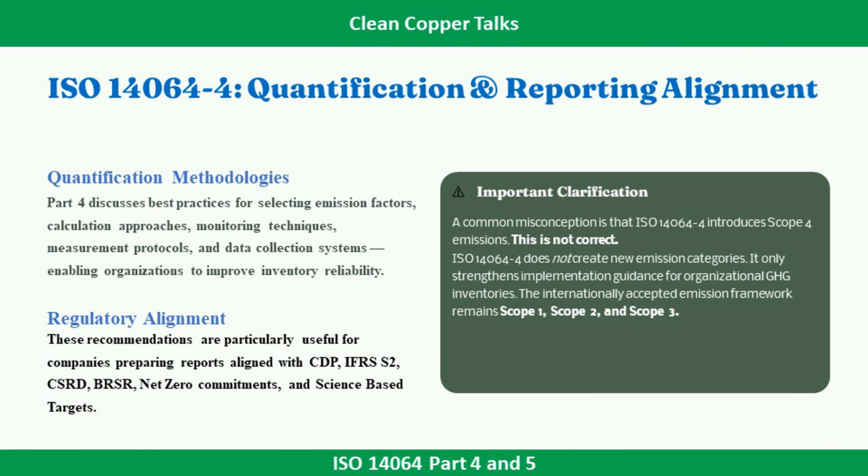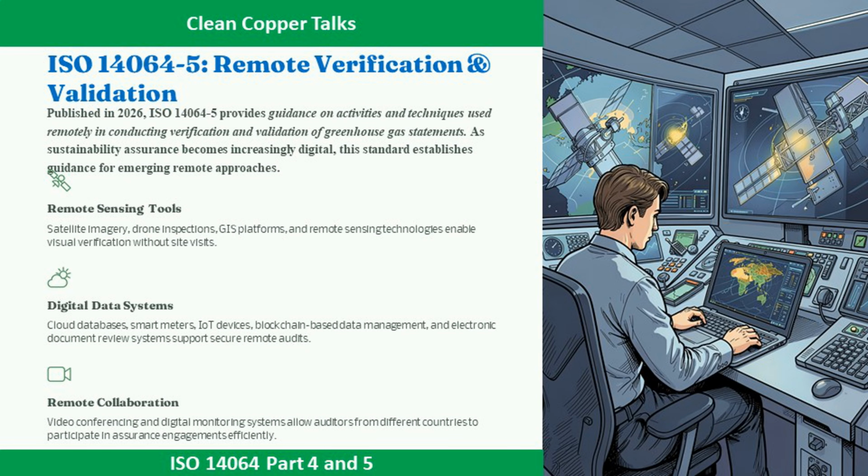So what about ISO 14064 Part 5? ISO 14064 Part 5 was published in 2026. Its title is Guidance on Activities and Techniques Used Remotely in Conducting Verification and Validation of Greenhouse Gas Statements. This is a highly relevant development because sustainability assurance is becoming increasingly digital.